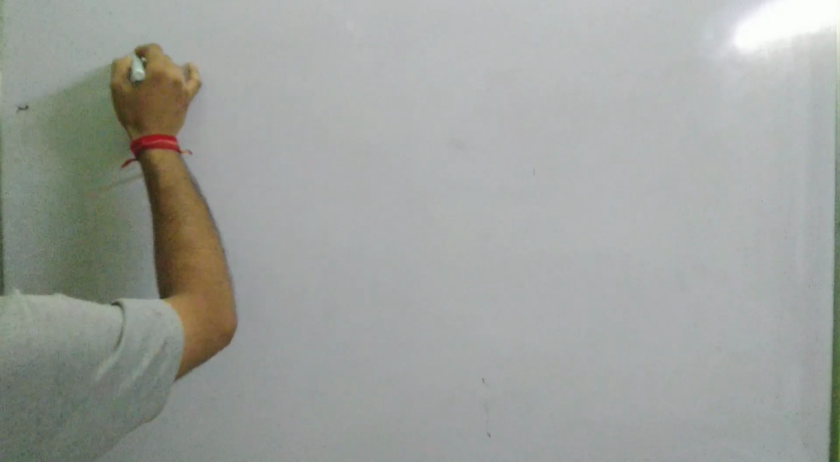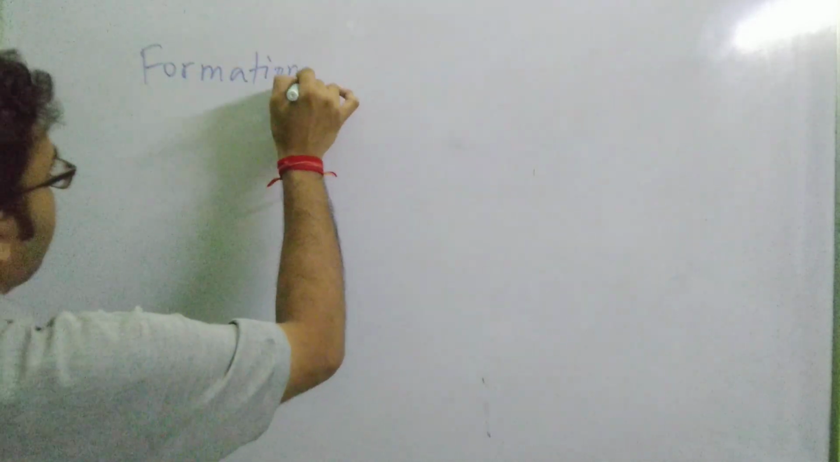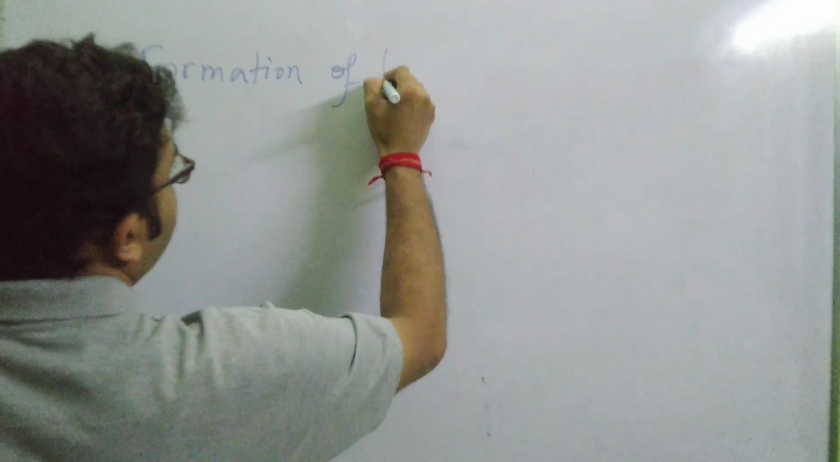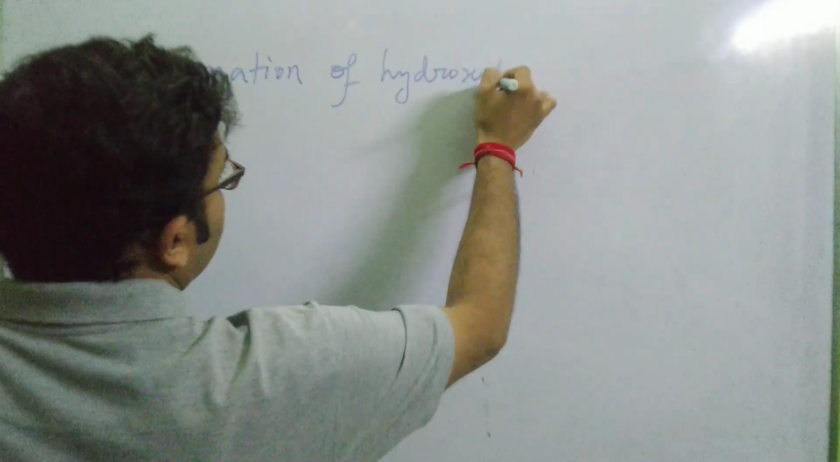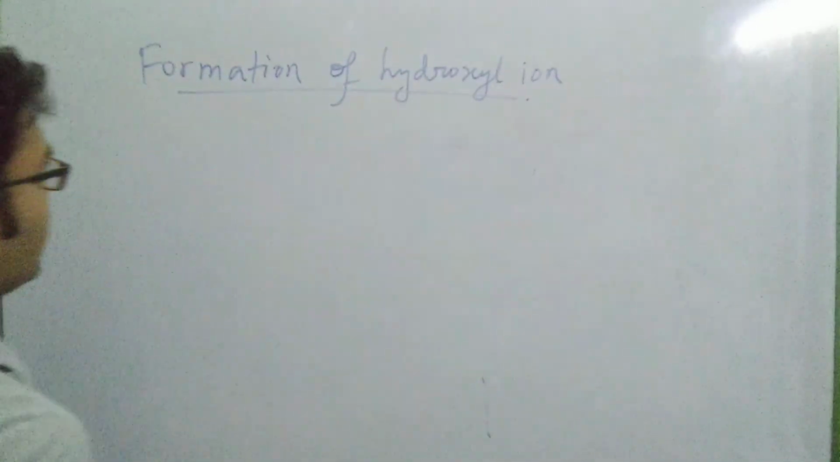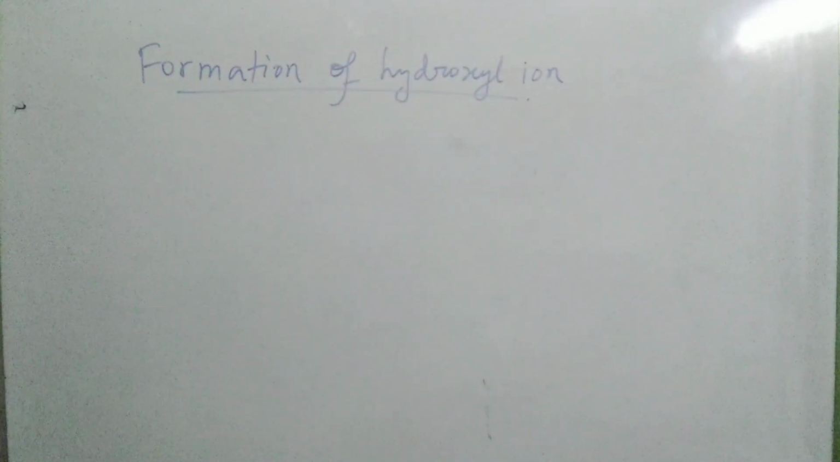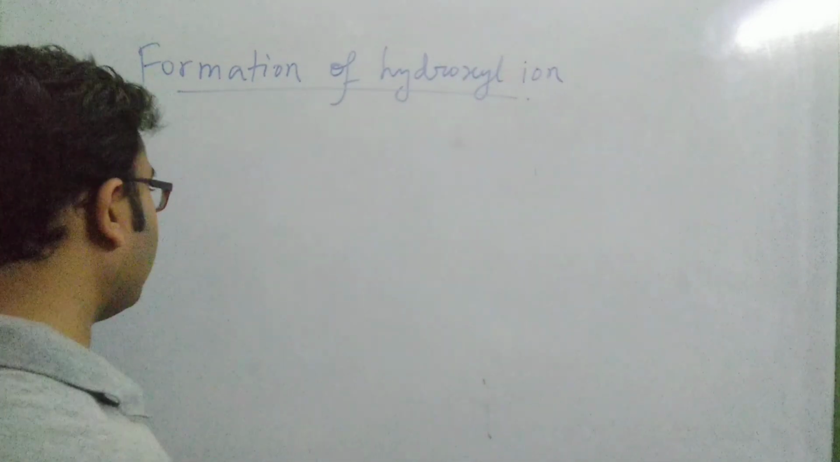So make heading: formation of hydroxyl ion. Okay. So how is hydroxyl ion being formed? See, you have understood how the hydronium ion is formed. If not, you have to watch the previous video. Please do watch the previous video. You will get a little concept about the formation of hydronium ion.